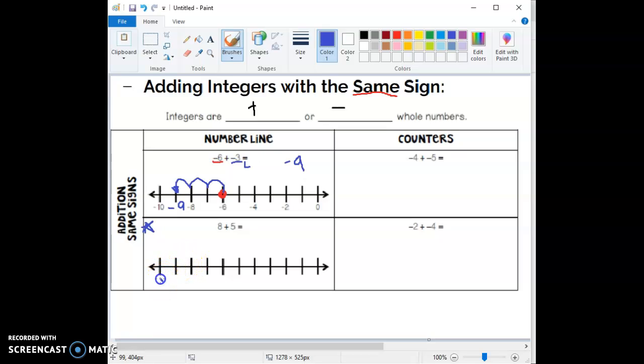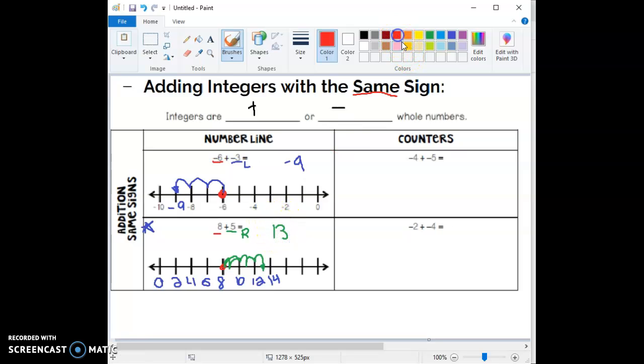I'm going to go ahead and do it. 0 is here. I'm going to go by 2s just so I don't have to write as much. Okay, same thing. I see an 8, so I'm going to put a dot at 8. I see a 5 and it's positive, so I'm going to go right. 1, 2, 3, 4, 5. This time I had to put 2 hops for each because I went by 2s. In between 12 and 14 is 13.